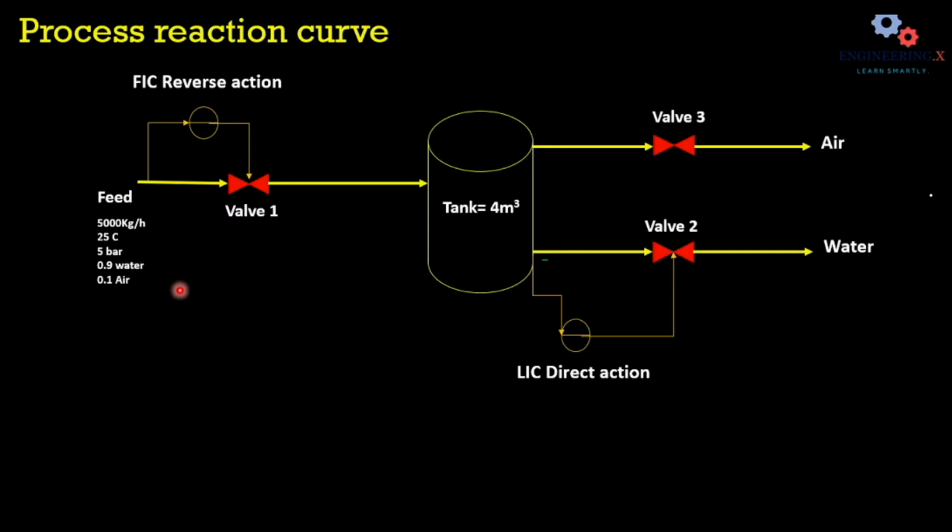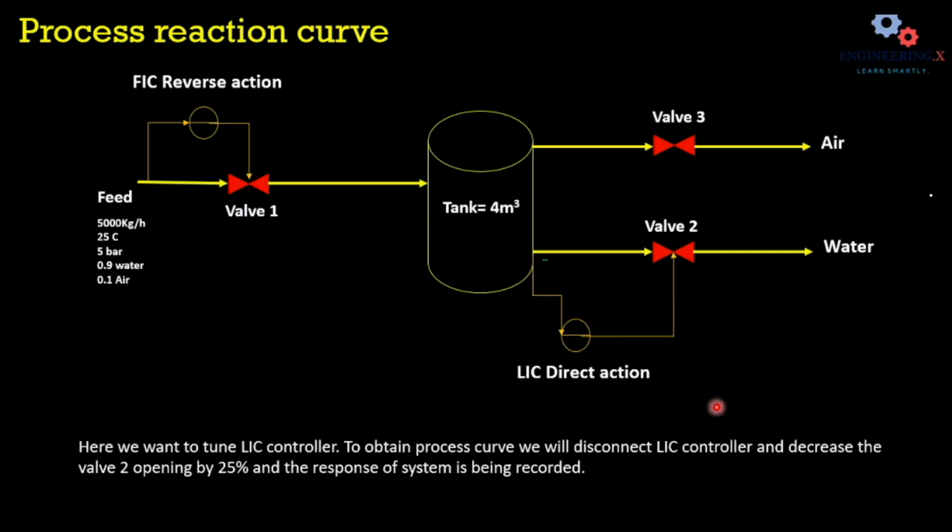So this is our problem statement that we are going to solve in Aspen HYSYS. It's just a water filling tank. All the parameters are given, like the feed flow rate, temperature, pressure, and different valves, and there are two control loops. One is the flow indicator controller and the other is the level indicator controller. Our objective is to tune the LIC controller in this system.